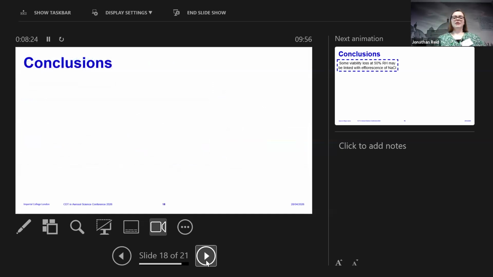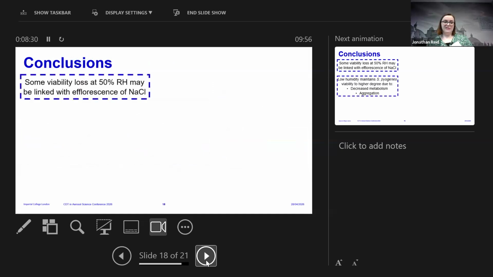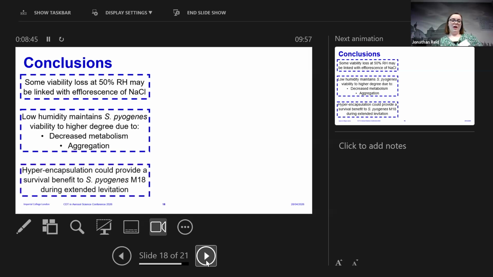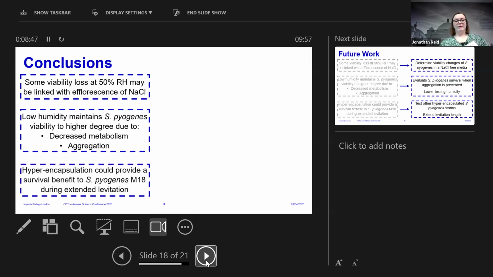So what are the key conclusions we've taken from this? We see viability loss greatest at 50% relative humidity for group A strep, and some of that viability loss might be linked with the crystallization of sodium chloride. We also know that low humidities maintain Streptococcus pyogenes viability to a higher degree, possibly due to either decreased metabolism or aggregation of the bacteria. And we also see that hyperencapsulation could be providing some sort of survival benefit to M18s during extended levitation.